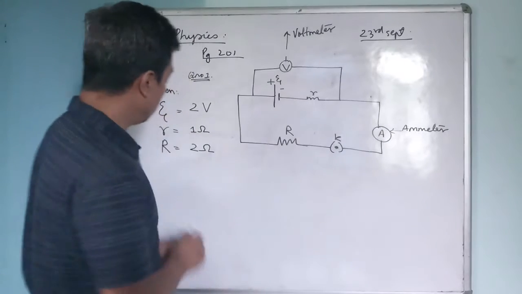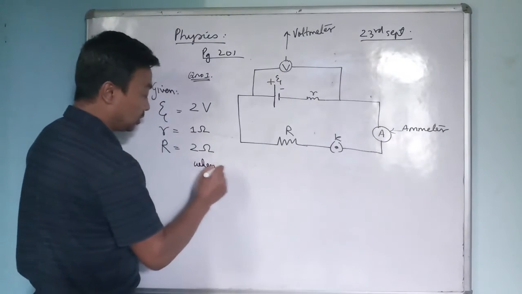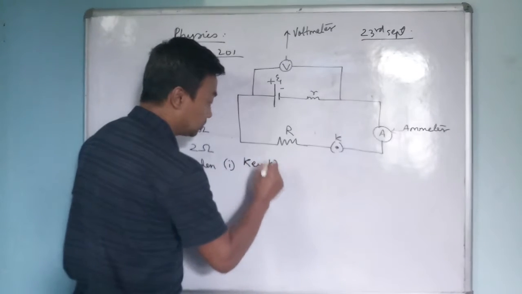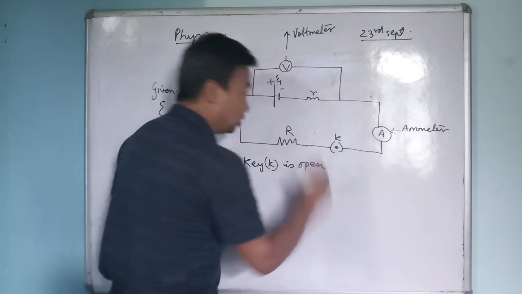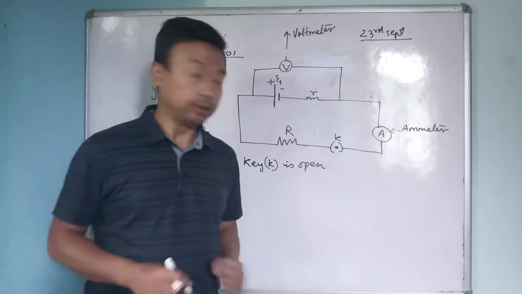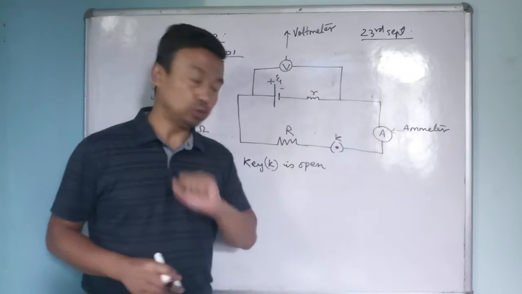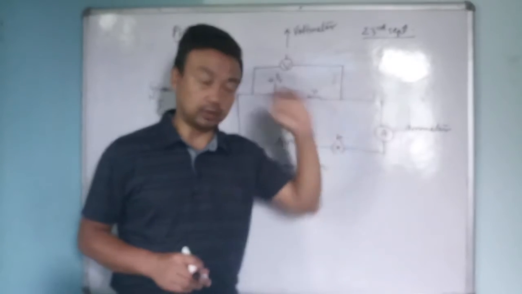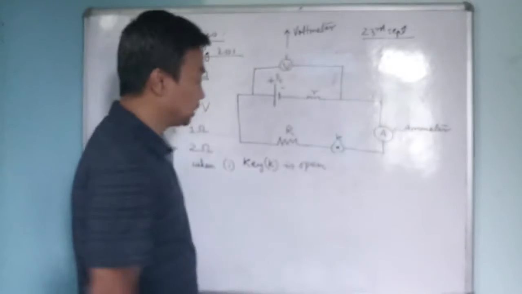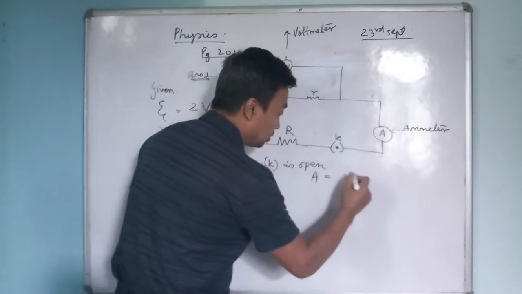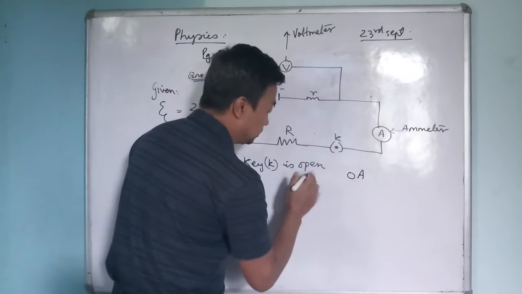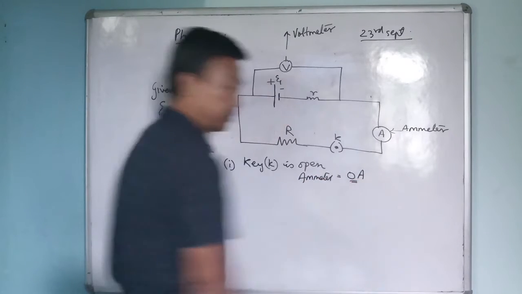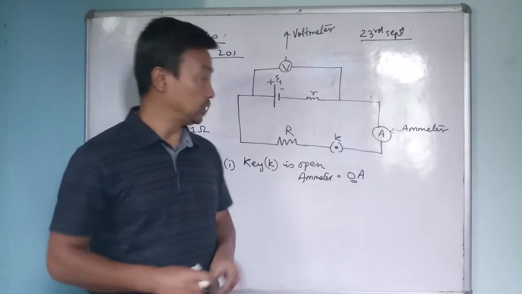So there are two conditions. First condition is when the key is open. That means the circuit is not complete. When the key is open, or switched off, the current will not be flowing. So what will be the reading in the ammeter? Obviously the reading in the ammeter will be 0 ampere, because there is no current flowing when the key is open.